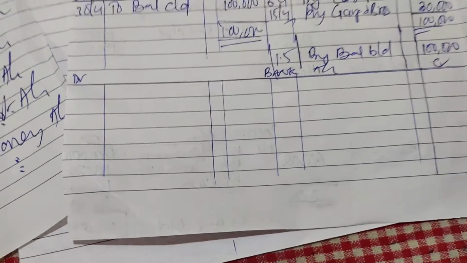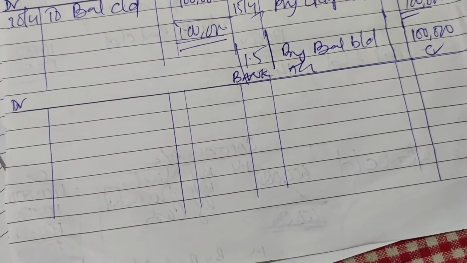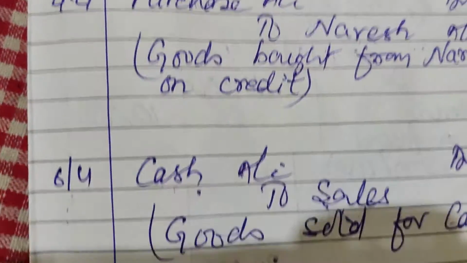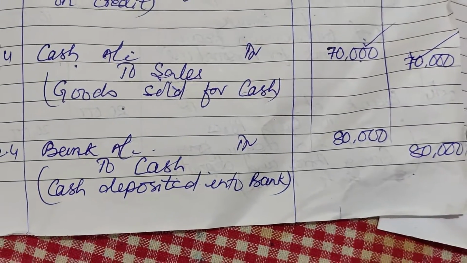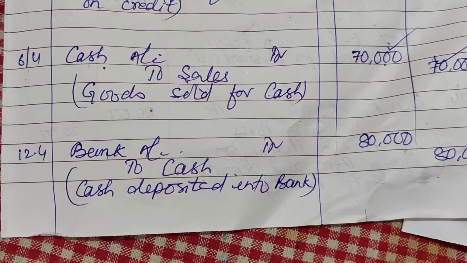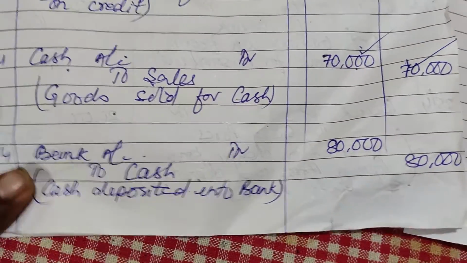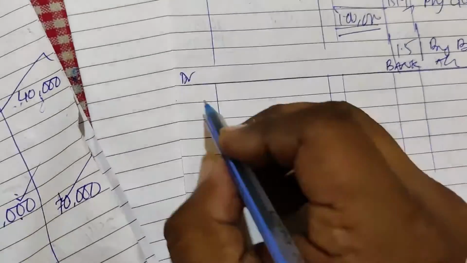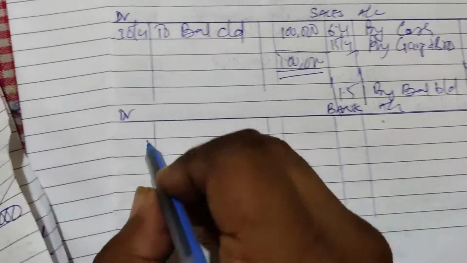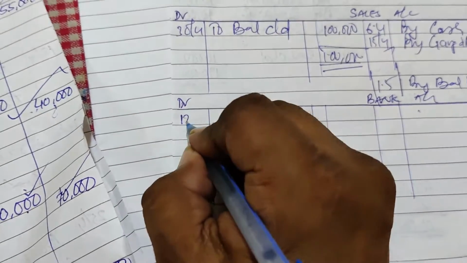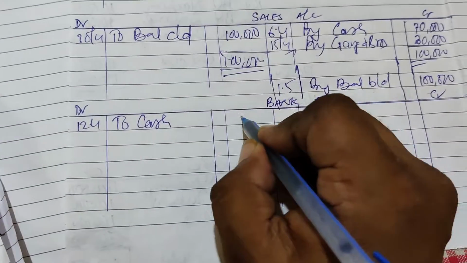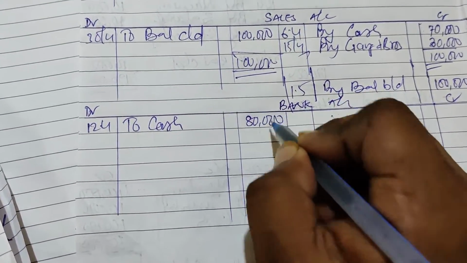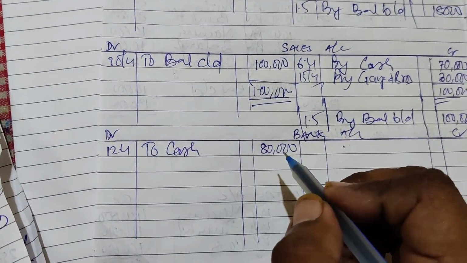Next one is the bank account. Next we are preparing the bank account. Let's see, where is the bank account? Here, on 12th April there is a bank account entry: cash deposited in the bank. Bank account is debited to cash account. 12th April. Amount is how much? 80,000 to the bank account.